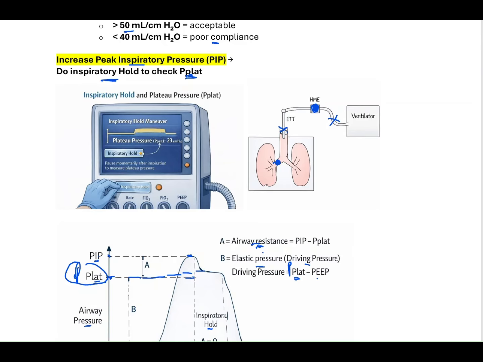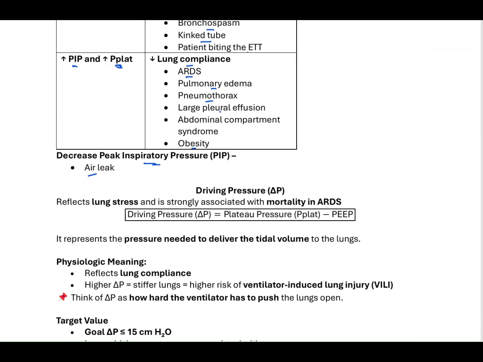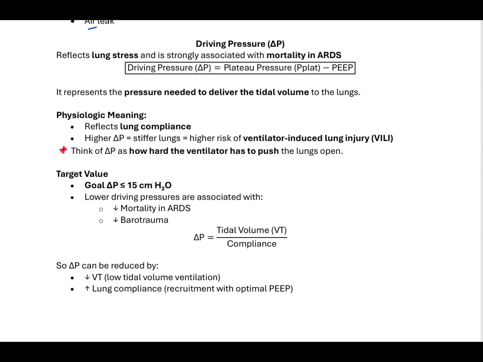Around the ET tube. And that could cause a decrease in peak inspiratory pressure or peak airway pressure. So moving on to the next concept, which is going to be driving pressure. We spoke a little bit about driving pressure.